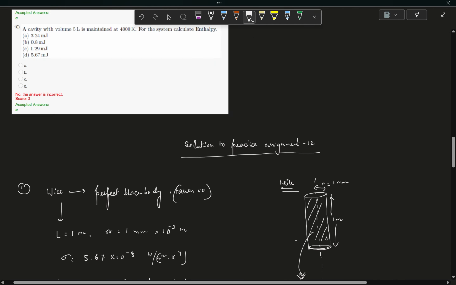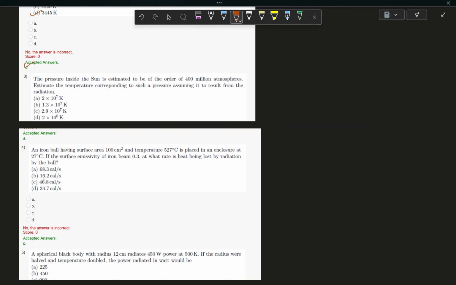Okay, now question number 3 is about the pressure inside the sun, which is estimated to be of the order of 400 million atmosphere. Estimate the temperature corresponding to such pressure, assuming it to be resulted from radiation. Okay, so firstly, it is talking about the pressure inside the sun, and also mentioning explicitly that the pressure is resulting from the radiation. So it is not some other pressure, because then the definition will be different.